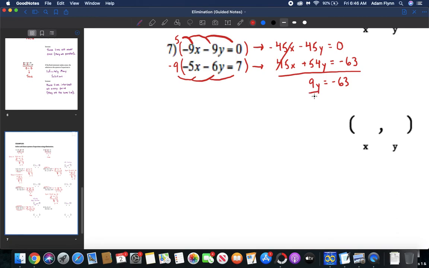So if I divide both sides by 9, I can get the y by itself. 9's eliminate, so I get y equals negative 63 divided by 9, which is going to be negative 7. So I've solved for y. I can take this negative 7, I can plug it in for y in the top or bottom equation and solve for my x. So how about I'll do the top one again.